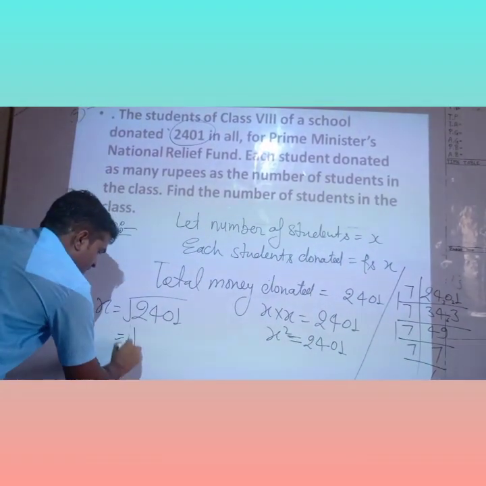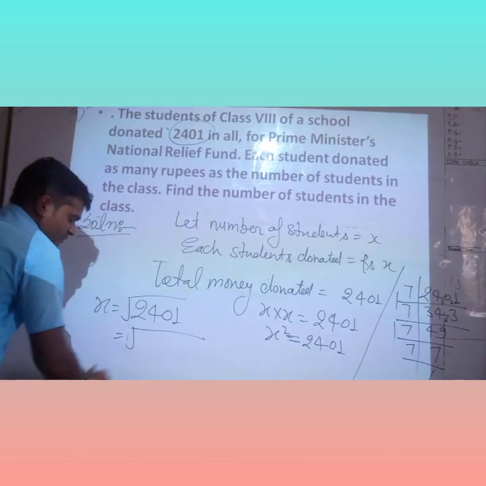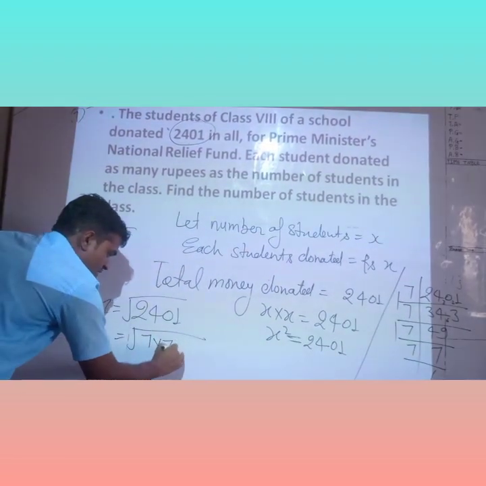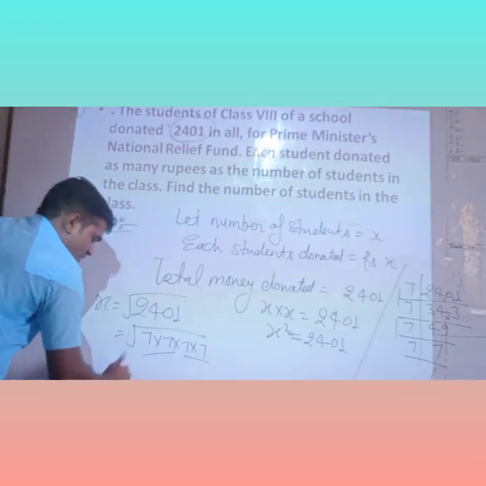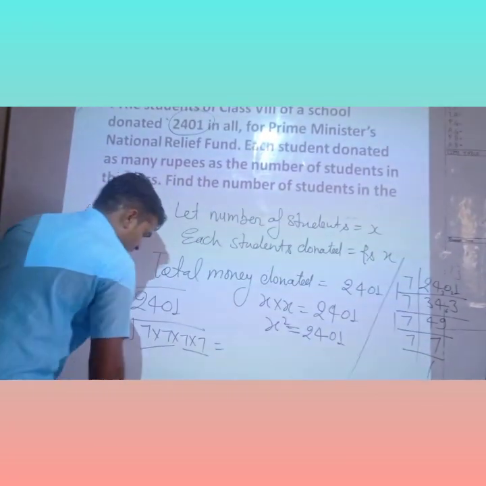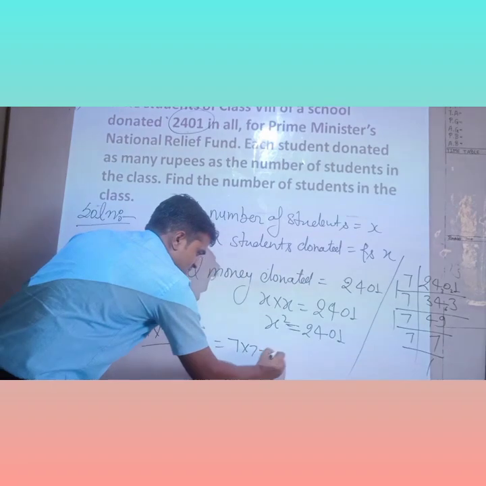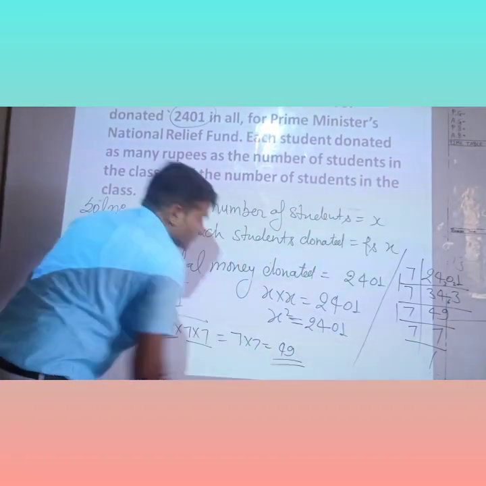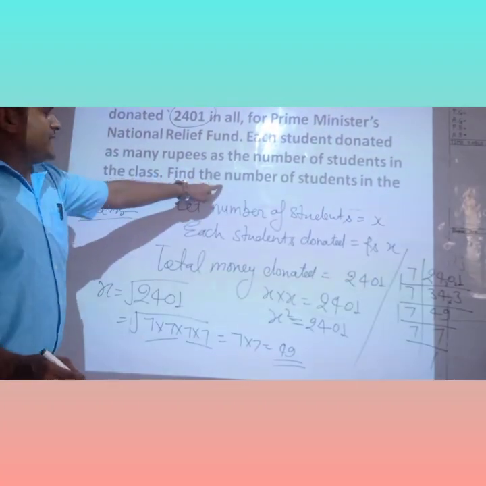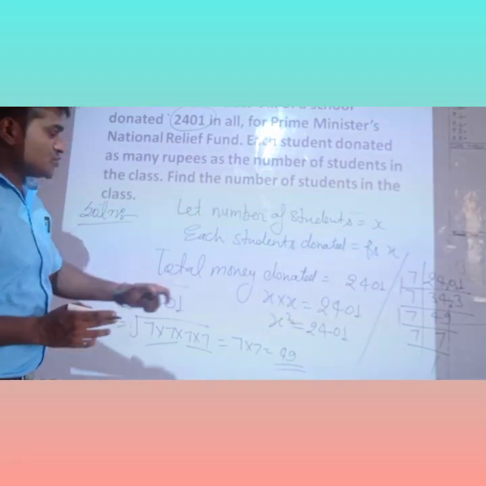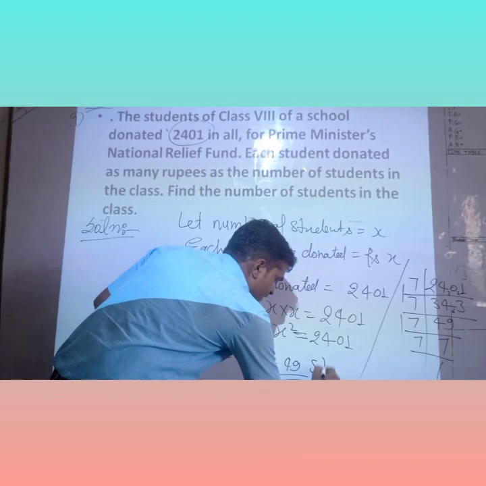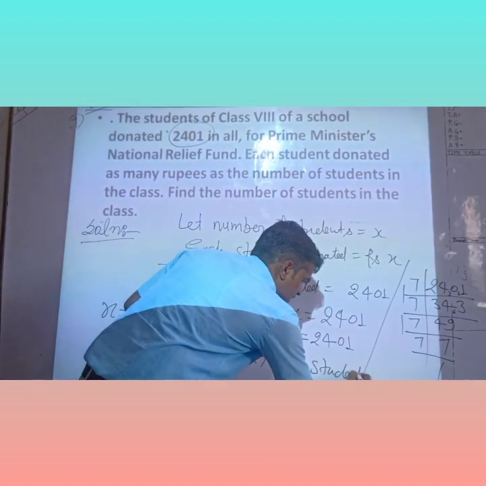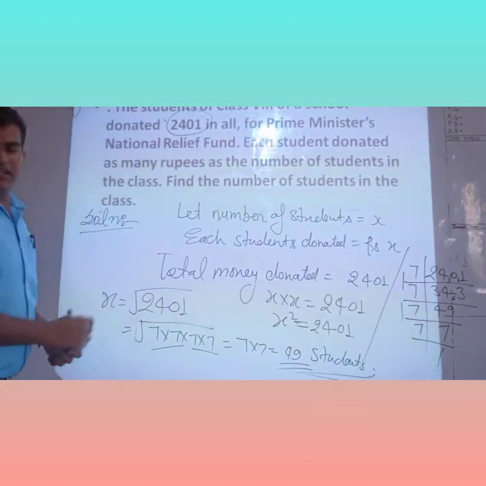So what are the factors of 2401? That is 7 into 7 into 7 into 7. We make pairs and choose a factor from each pair. So 7 into 7, that is 49. It means there are 49 students in the class and each student donated 49 rupees. So how many students are there? 49 students are there. Is it clear?